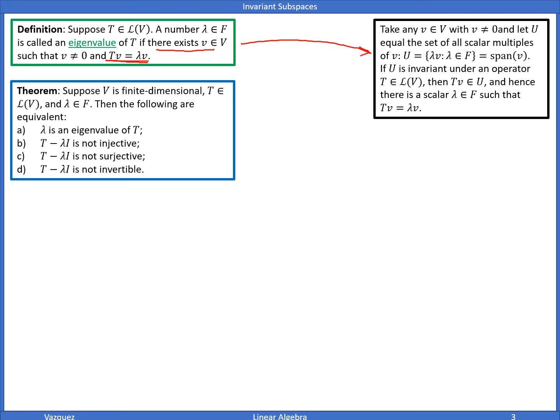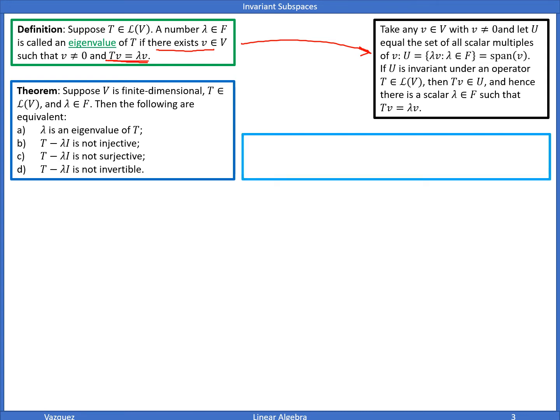So we have this theorem. Suppose V is finite dimensional and T is an operator. Lambda is a scalar in F. Then the following are equivalent: lambda is an eigenvalue of T; T minus lambda I, remember the identity just takes x and maps it to x, is not injective; T minus lambda I is not surjective; and T minus lambda I is not invertible. Those are all equivalent. And the proof is actually easier and shorter than you might expect. That's all it is. Look at that little box.